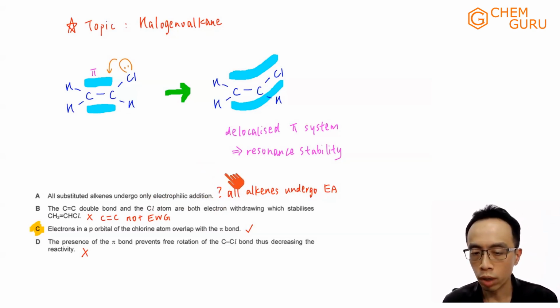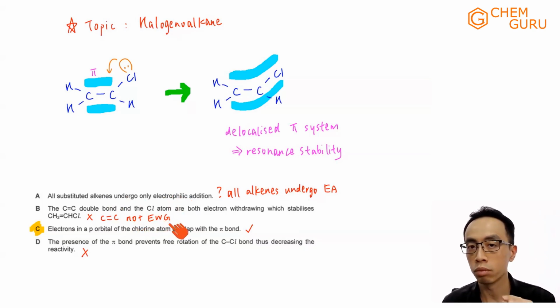In general, all alkenes do undergo electrophilic addition reaction. So A is not likely to be the answer. Involving B, your C double bond C and chlorine, they're both electron withdrawing, so they'll stabilize the species. Now, the Cl group is withdrawing, but my alkene functional group is not really considered a withdrawing group, so B is not true. C is my answer.